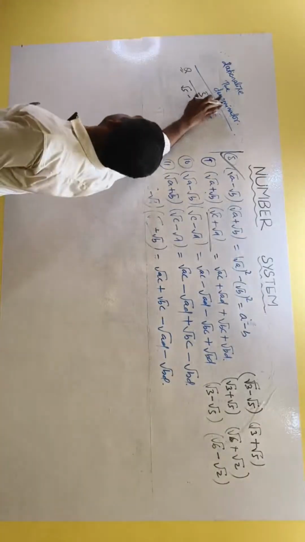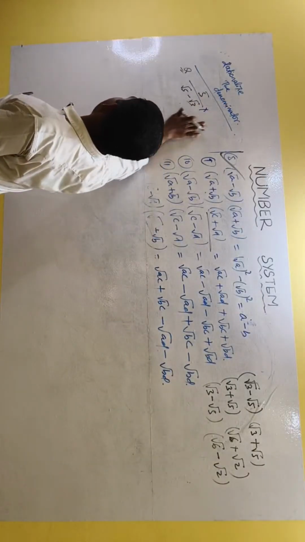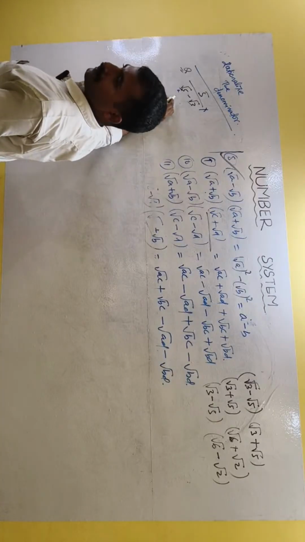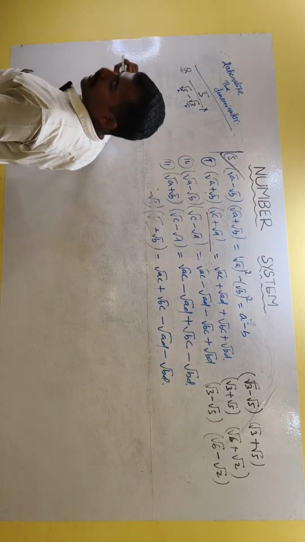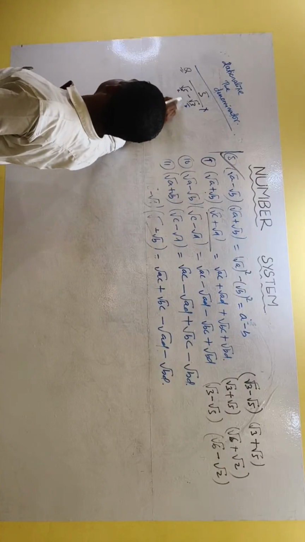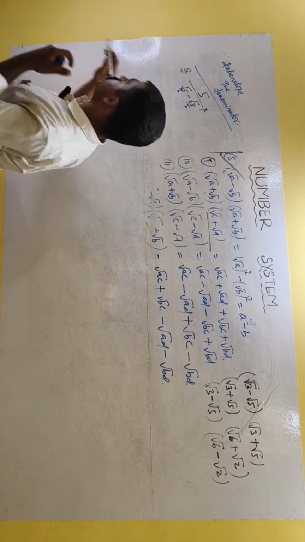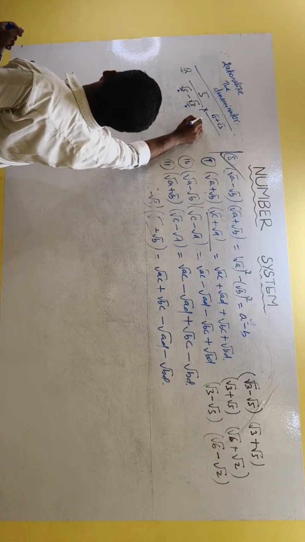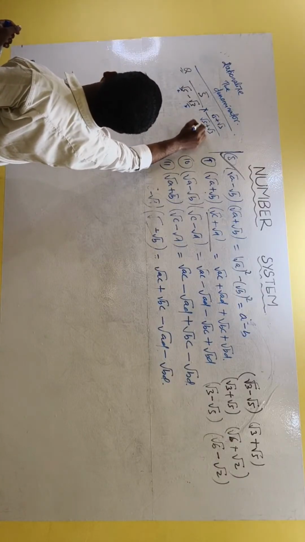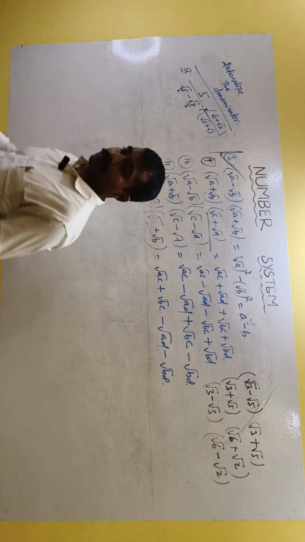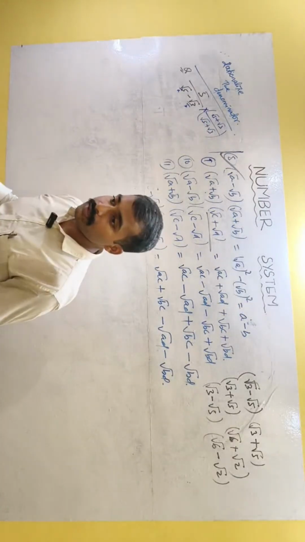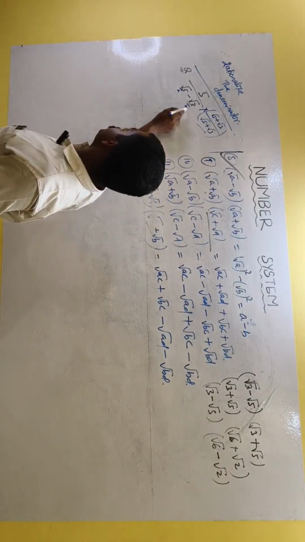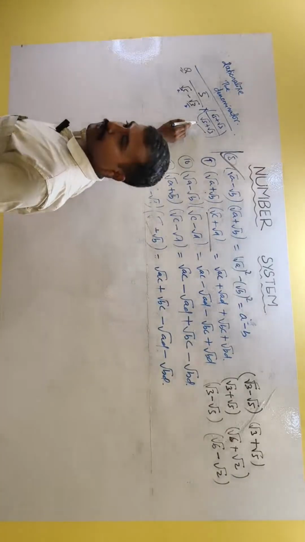So instead of multiplying by just any number, I will multiply by a specific one. For example, this is A, this is B, and the denominator is in the format A minus B. I will multiply by root 5 plus root 3 divided by root 5 plus root 3. Any impact? No. Because if I multiply this, it will come in the format A minus B times A plus B.